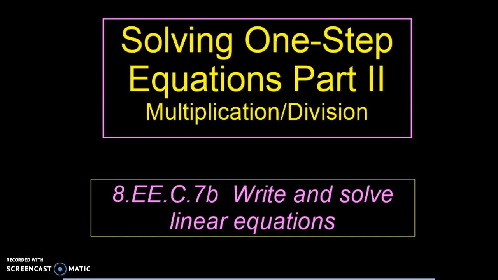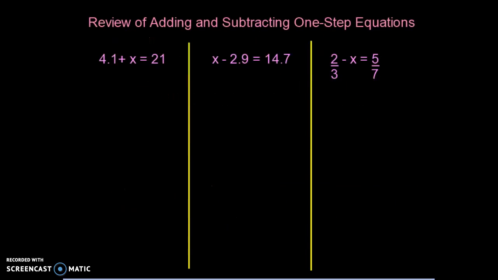So if I have an addition equation, I'm going to subtract. And if I have a subtraction equation, most of the time I'm going to have to add to undo that, to isolate our variable. So today we're going to work on isolating the variable when multiplication or division is present. We have a few different examples here just of reviewing our addition.